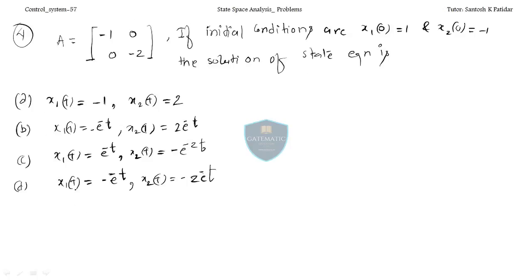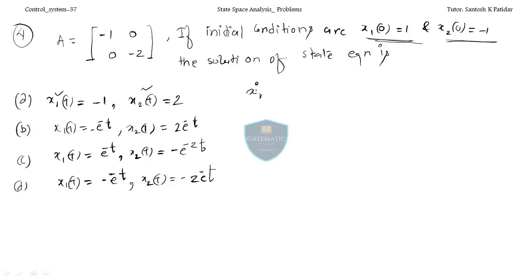Now the next question is the fourth one. A is given as minus 1, 0, 0, minus 2. The initial conditions are x1(0) = 1, x2(0) = minus 1. The solution of the state equation is what he is asking. So again, a very easy problem, 2 marks. A is given and all this. I have to find out x1 and x2 individually. So can I frame the state equation?